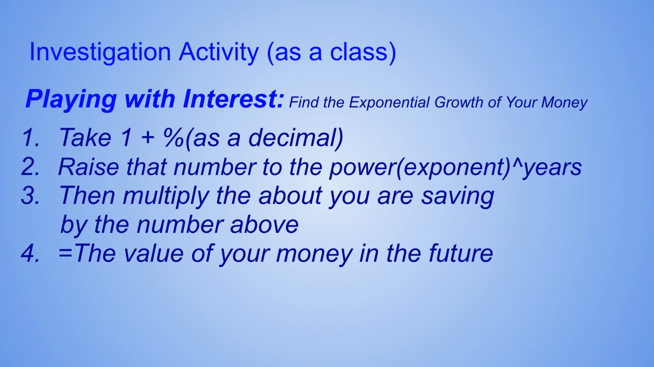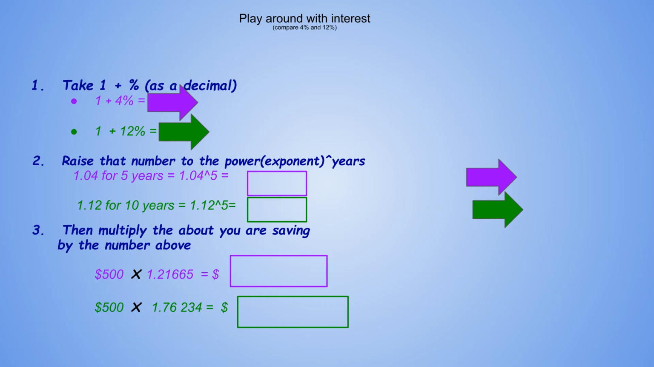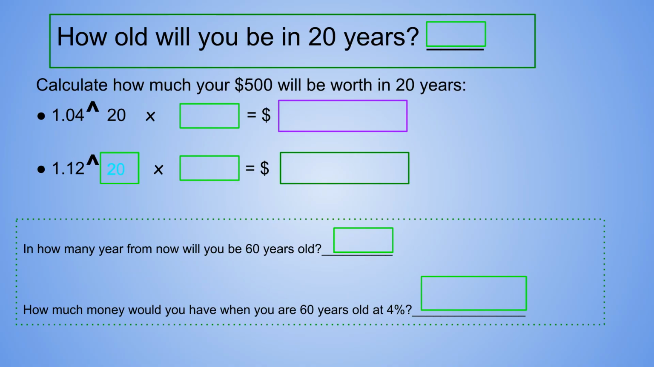Let's investigate playing with interest to find the exponential growth of your money. The steps involve adding 1 to the interest rate as a decimal, raising it to the power of the number of years, and then multiplying that by your savings amount. We will compare interest rates of 4% and 12%. Calculate 1 plus the percentage as a decimal, raise it to the power of the years, and then multiply by the amount saved, which is $500 in this example. Now, let's calculate how much your $500 will be worth in 20 years at both 4% and 12% interest. Also, consider how many years until you are 60 and the resulting accumulation at 4% interest.